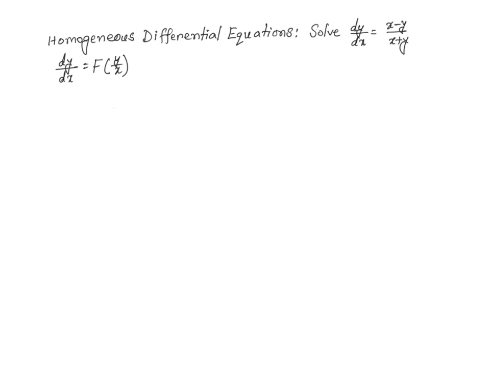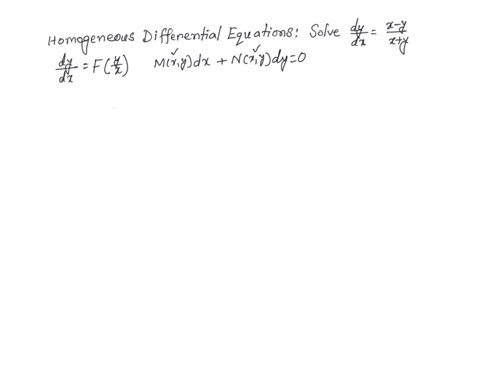Now there is another variation of this definition, which is M of x comma y times dx plus N of x comma y dy is equal to 0 is a differential equation that is homogeneous given that M of x y and N of x y are both homogeneous functions with the same degree.